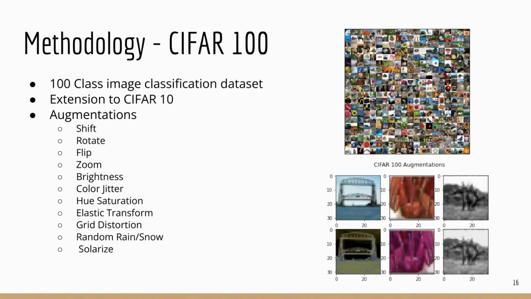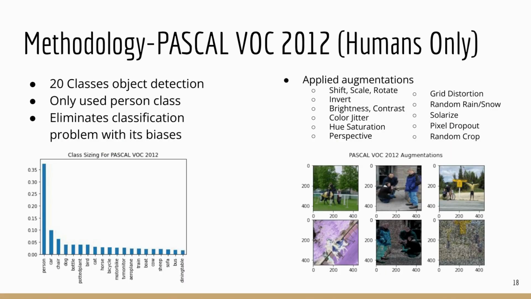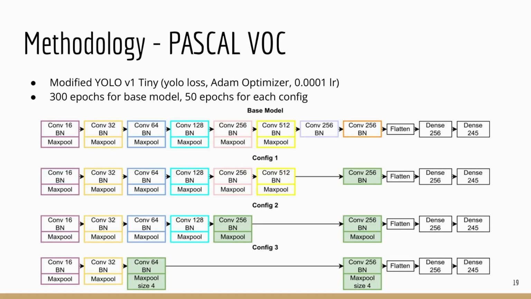Next, CIFAR-100 is basically an extension to CIFAR-10, and it's a 100-class image classification dataset. We also apply augmentations, and finally we create again a base model based on VGG16 and create 3 configurations, same as before. The final dataset, Pascal VOC 2012, is a 20-class object detection dataset. However, we only chose the person class because of the huge bias that we can see on the bottom left in the class sizes. Again, we apply augmentations, and this time we use YOLO v1 since it's an object detection dataset. So we use YOLO v1 tiny. We use YOLO v1, not any other YOLO, because it's the only one that does not contain skip connections or multiple outputs, which would be confusing in our proposal. And same as before, we create 3 configurations.